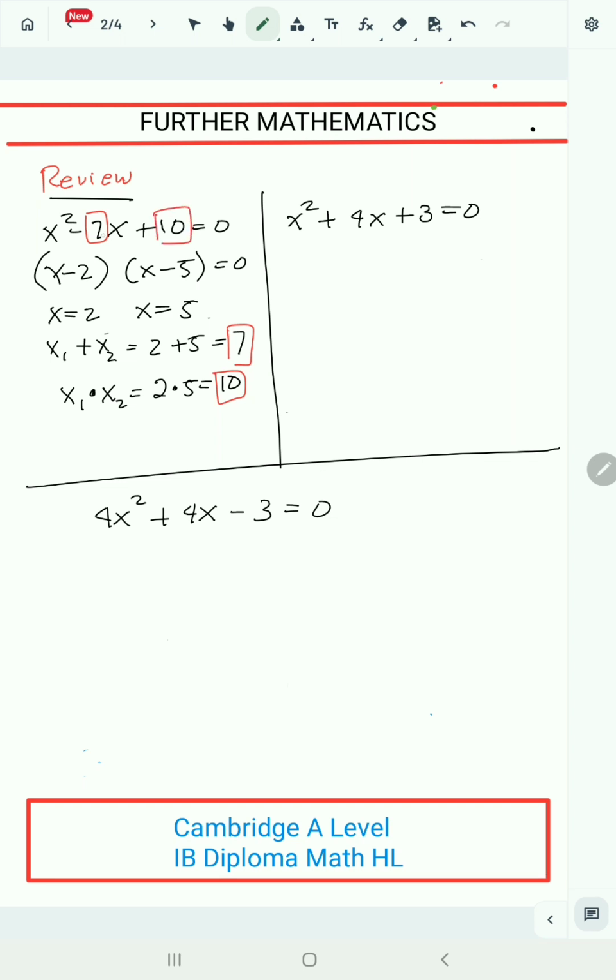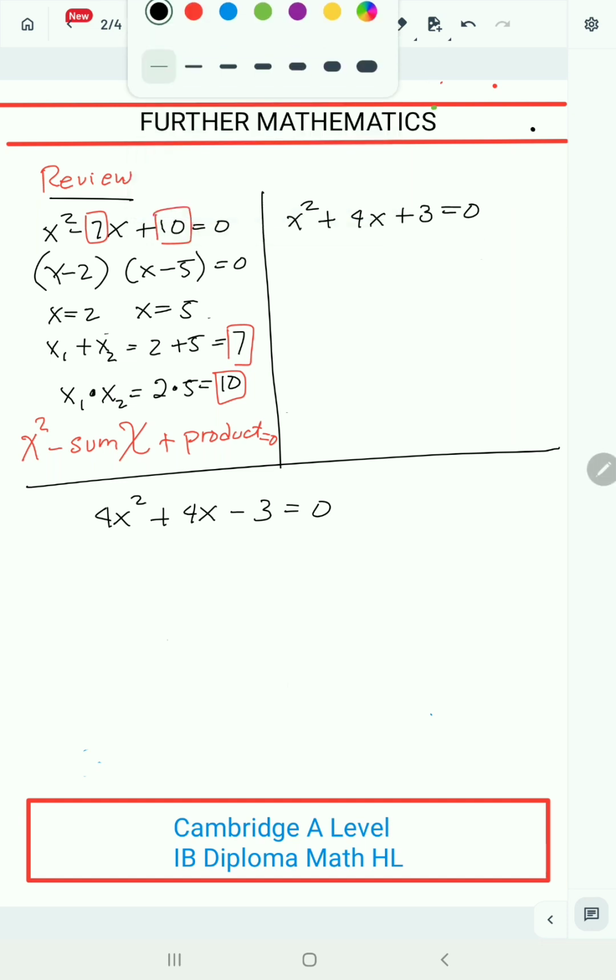So basically, this one here can be written as x squared minus the sum, times x, plus the product, and that's equal to 0. That is a very important concept in further mathematics, which we're going to explore. So let's look at the next one.